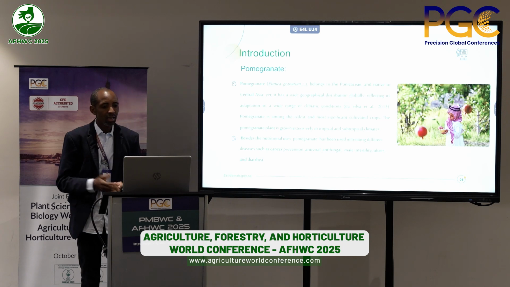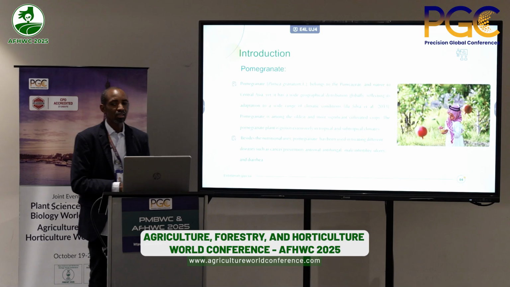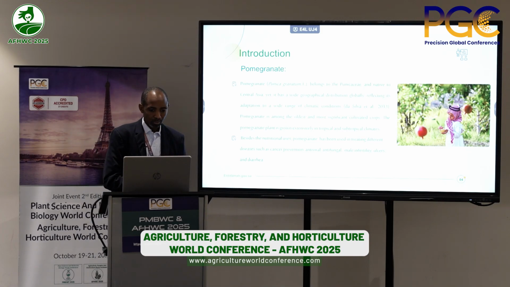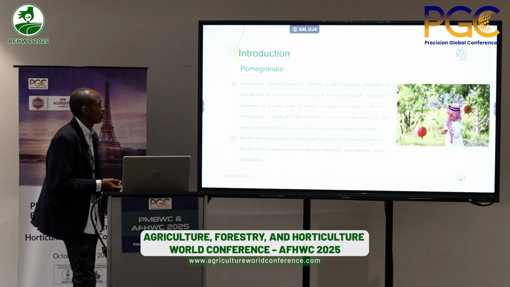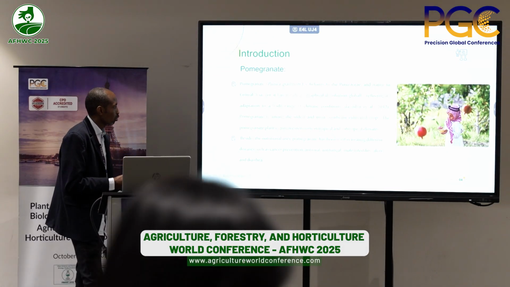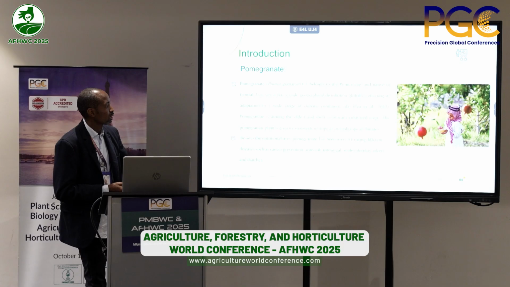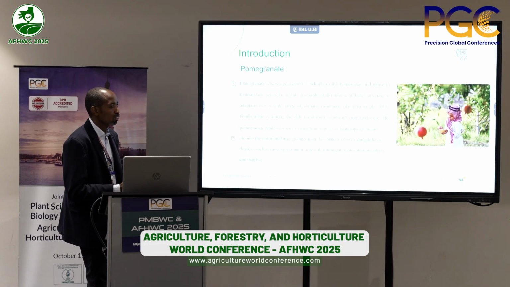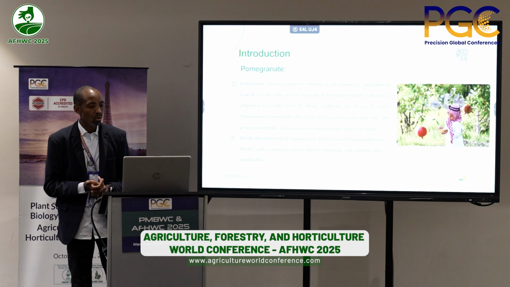So Bida, as you know, this is native to Central Asia, particularly Iran. But this plant is distributed widely. This reflects its adaptability to a wide range of climate conditions. And as you know, pomegranate is among the oldest and most significant cultivated crops. The pomegranate grows in tropical and subtropical conditions.